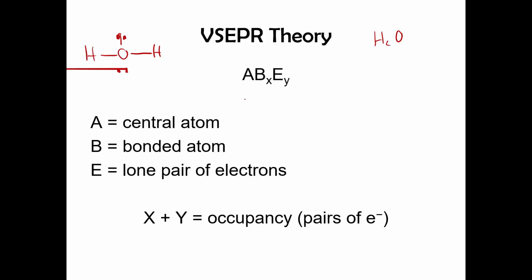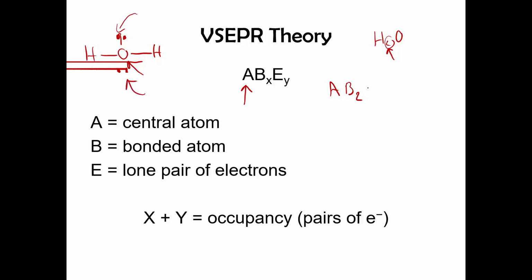We have a central atom, so this would be A. Everything's A, and then it's B something, E something, right? Okay, so A is the central atom. In this case, that's the oxygen. B are the bonded atoms, right? So here we have two bonded atoms. It's that little 2. So it's AB2, and then E are the lone pair electrons on the central atom.